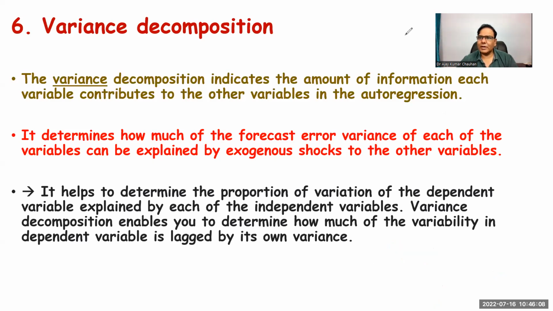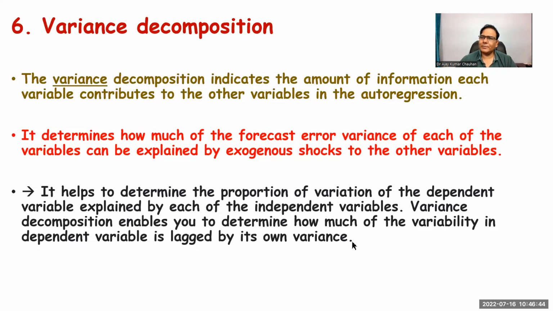So by definition, the variance decomposition indicates the amount of information each variable contributes to other variables in the autoregression. It determines how much of the forecast error variance of each variable can be explained by exogenous shocks to other variables. It also helps to determine the proportion of variance of the dependent variable explained by each of the independent variables.